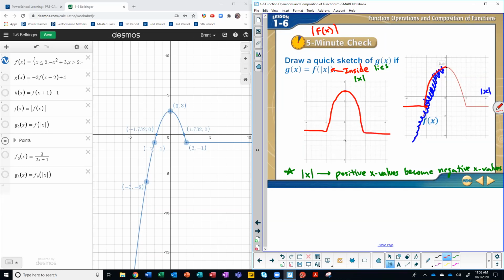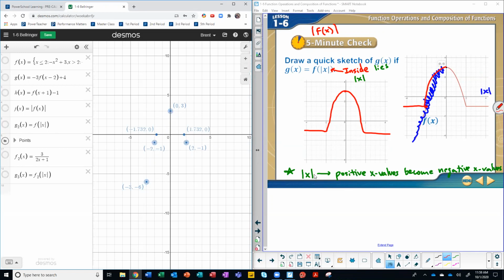It'll look something like this. Let's check it out. I have it right here. So there was our normal graph. When I take the absolute value of the x's, it takes the positive x's and it turns them and makes them negative x's.